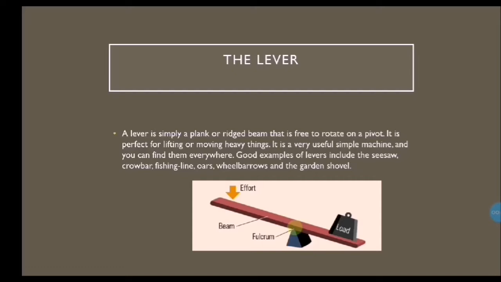The lever. A lever is simply a plank or rigid beam that is free to rotate on a pivot. It is perfect for lifting or moving heavy things. It is a very useful simple machine, and you can find them everywhere. Good examples of levers include the seesaw, the crowbar, the fishing rod, the oars, wheelbarrows, and the garden shovel. As you can see, this is a photo of a lever.